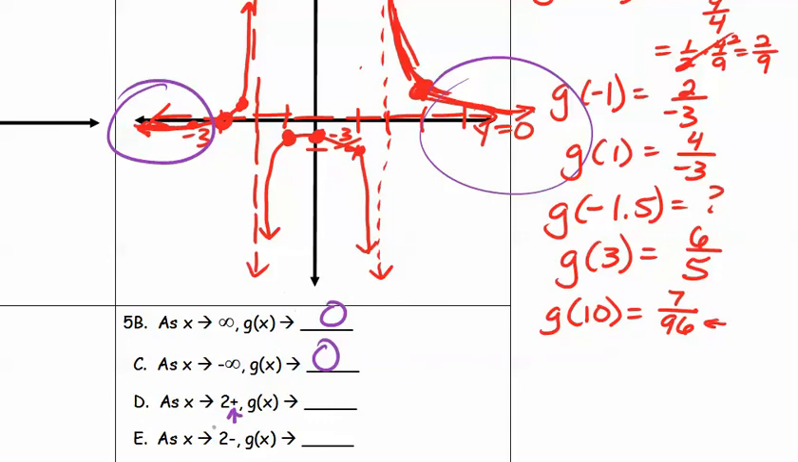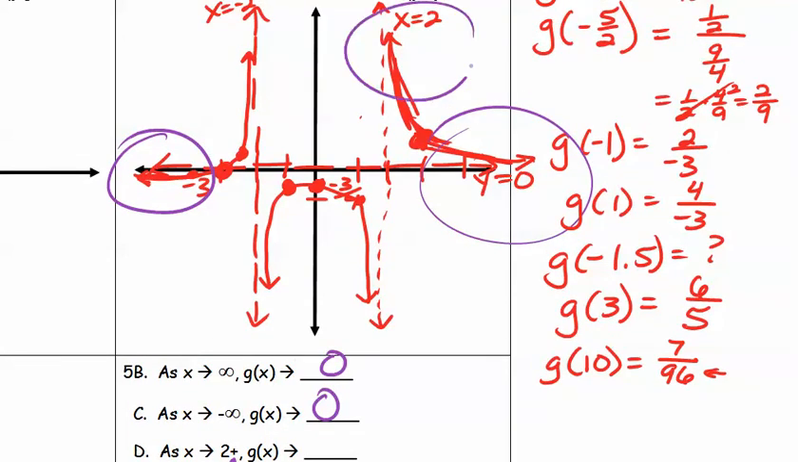The next question says, what happened as x approaches 2 from the positive side? That means from the right side. What happened as x approached 2 from the positive side? So we're looking right here in our graph. As x is getting closer to 2, but we're marching in from the right side, the graph was going up to infinity.